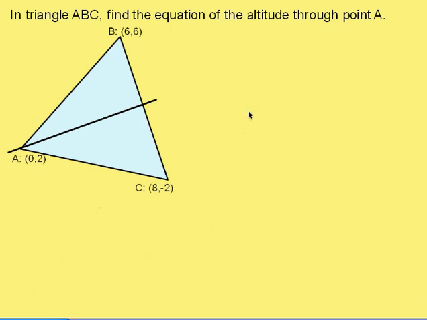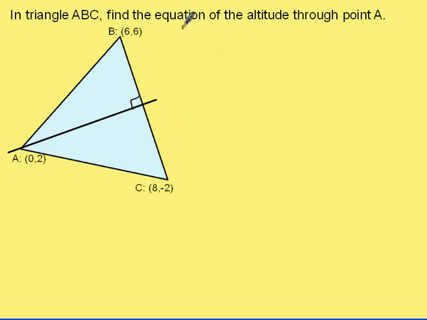In this video, I'm trying to find the equation of the altitude in a triangle that goes through point A. I've got it marked right here. What I know about altitudes is they go through a vertex and they hit the opposite side perpendicular. So this ought to be perpendicular here. I just eyeballed it, but I'm pretty confident.